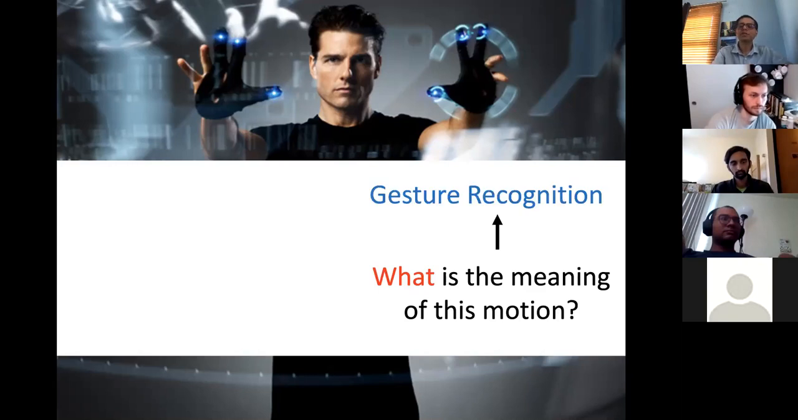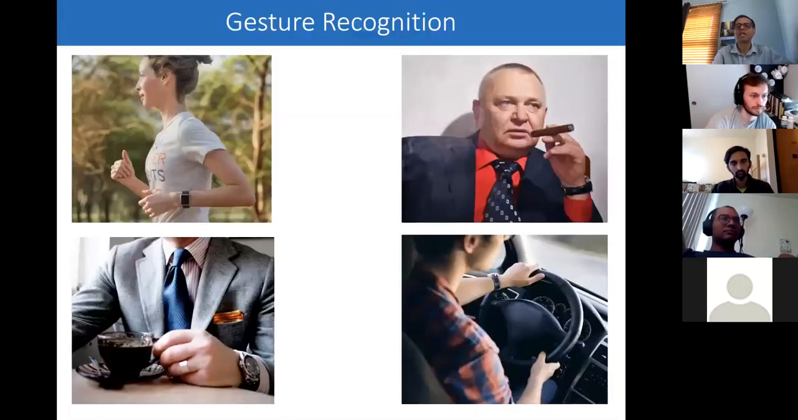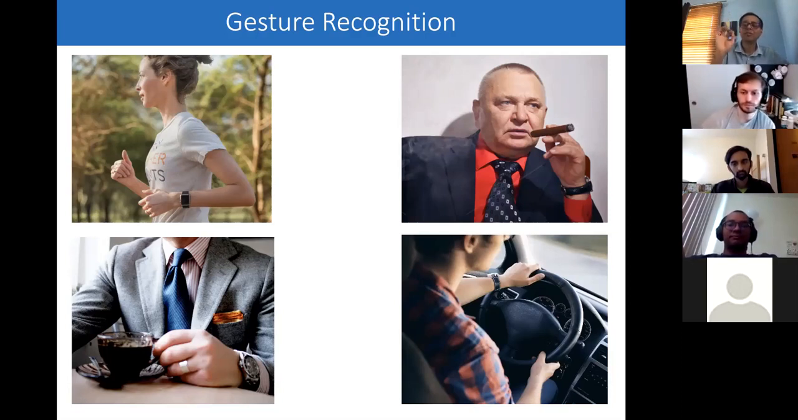So what is the meaning of the motion? This is often called the problem of gesture recognition, such as, oh, the person is jogging and therefore the hands are moving like that. The person is driving, therefore the hands are moving like that. The person is drinking tea, so therefore the hands are moving like that. So I do not really care about exactly what the trajectory of the hand or the arm is. I care about what human understandable action the person is doing. Does that make sense?